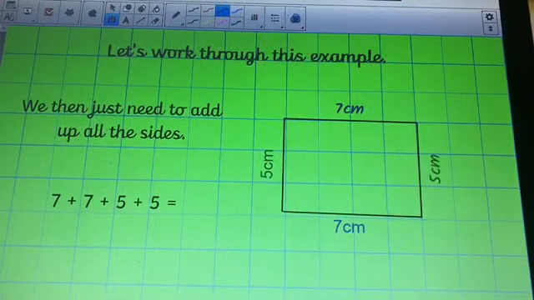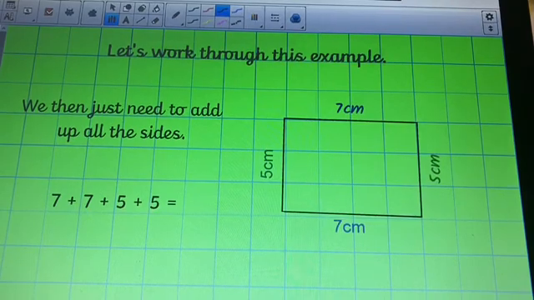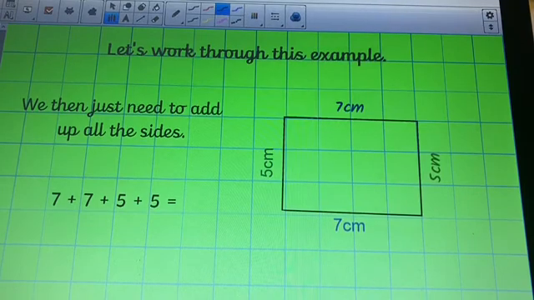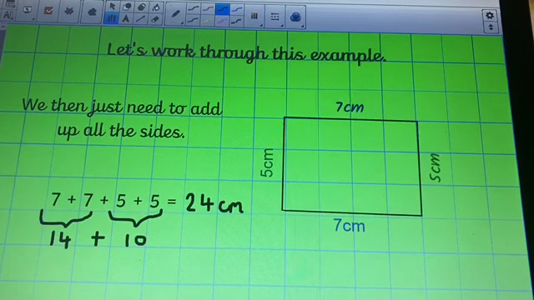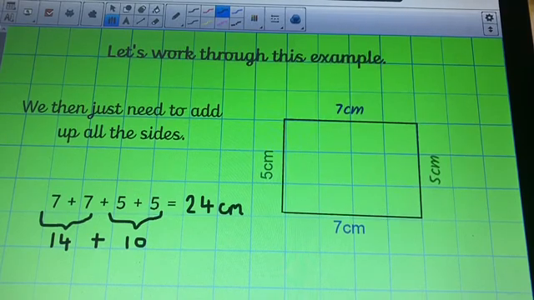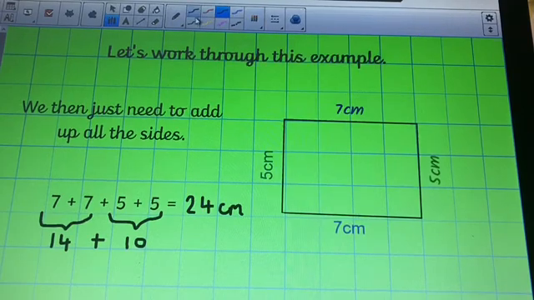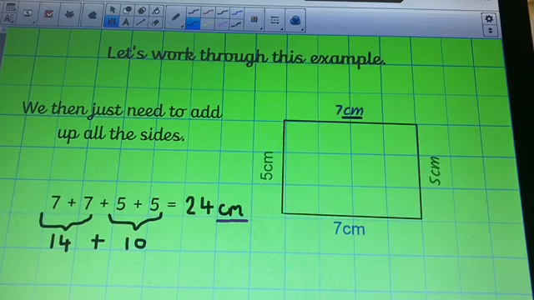Okay, so now we've figured out what each side is worth, we need to add the sides together. So we've got 7, add 7, add 5, add 5. See if you can have a go yourselves and then we'll show you the answer. Okay, hopefully you've had a go. So 7 add 7 is 14, 5 add 5 is 10, and then if you add those two together, you could do that in your heads. The answer is 24. And it's really important that you include the unit of measure in your answer. So because these are measured in centimetres, we've made sure that we've put that with our answer.